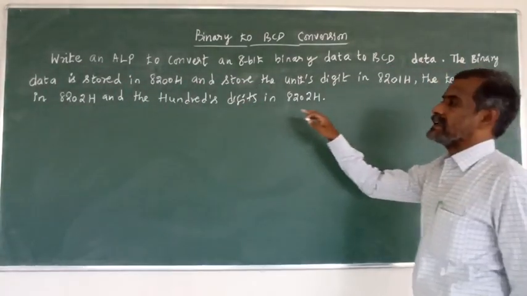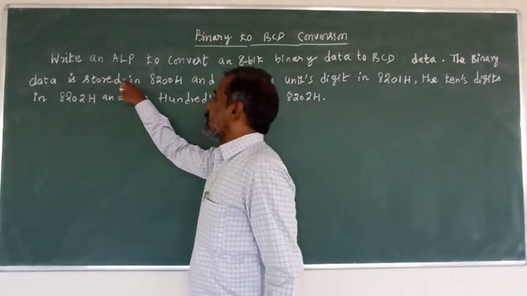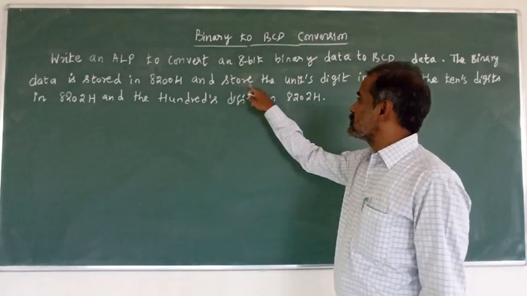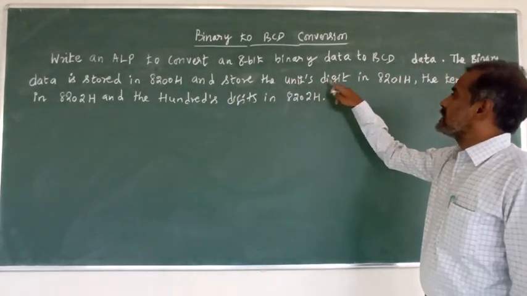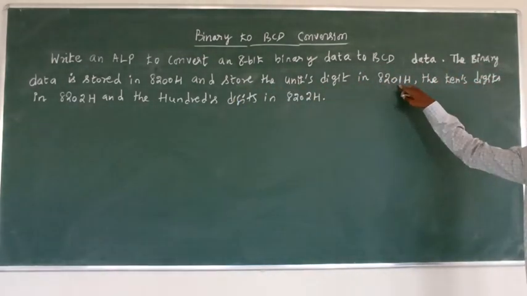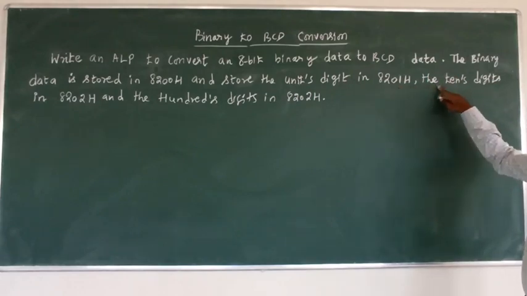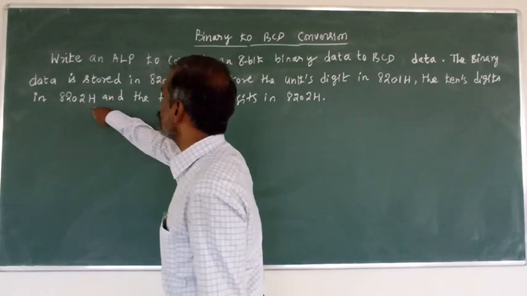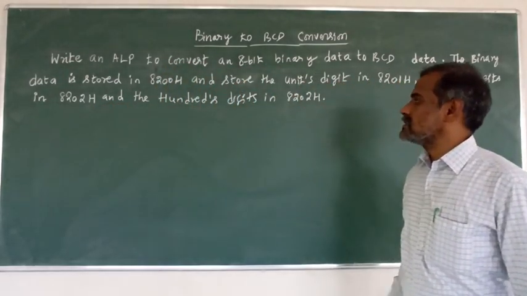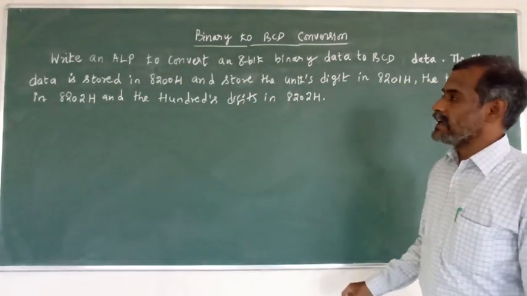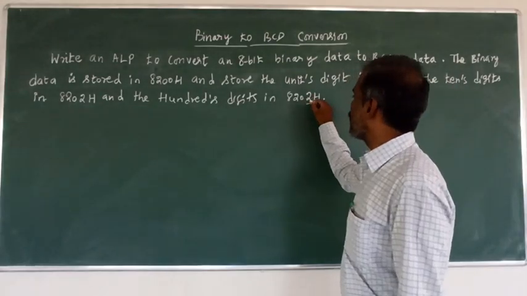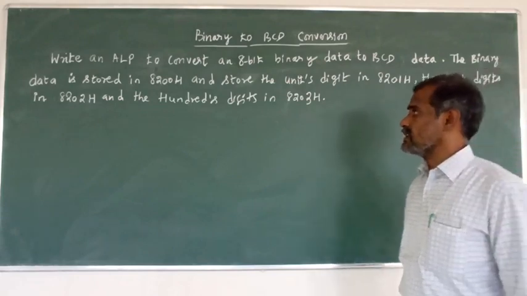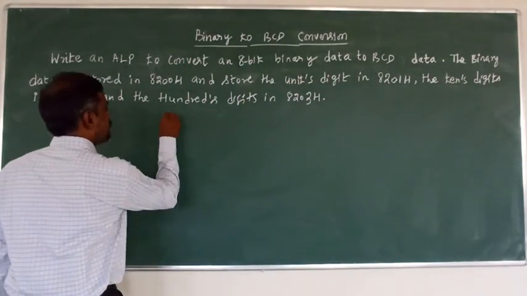The binary data is stored in 8200, and store the units digit in 8201, the tens digit in 8202, and the hundreds digit in 8203 address. Here, we convert the binary to BCD.